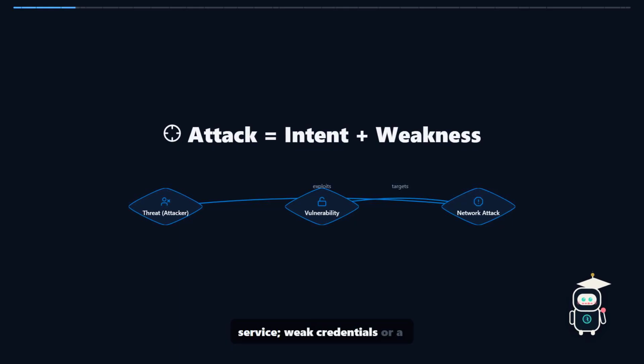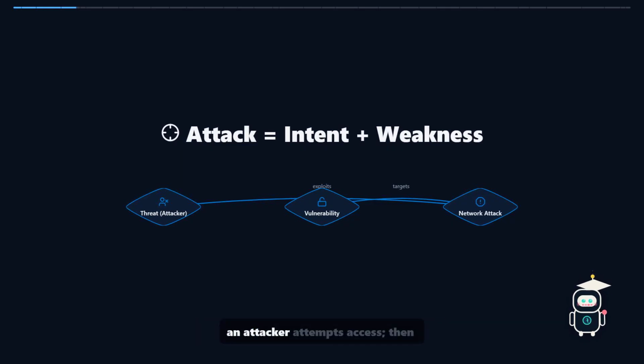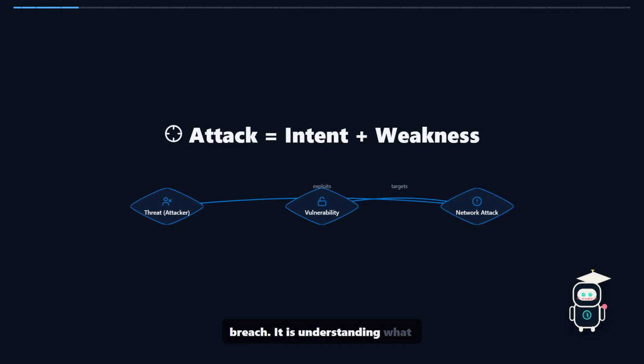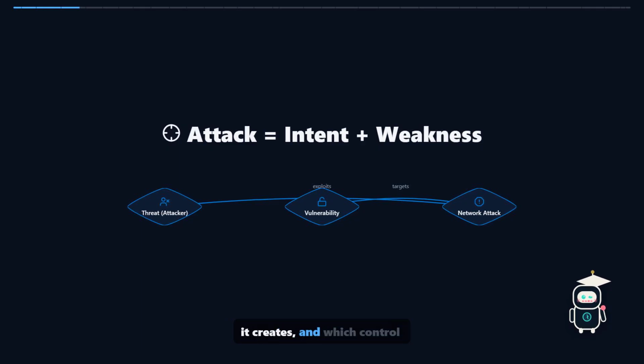Weak credentials or a known vulnerability create an opportunity. An attacker attempts access. Then, the defender investigates and responds. The professional skill is not labeling every scan as a breach. It is understanding what the evidence shows, what risk it creates, and which control should be reviewed next.